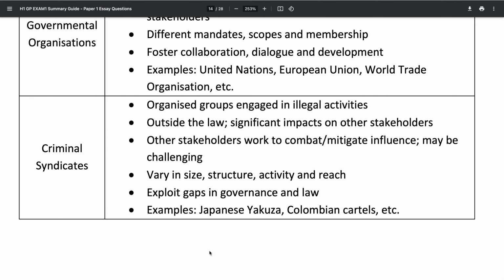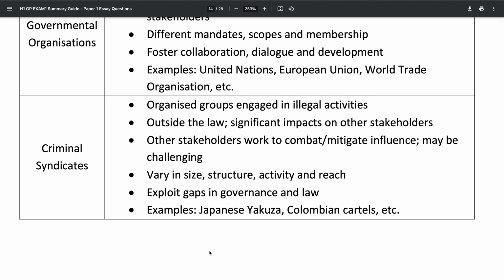Yes, criminal activity is a very big consideration for the world. If you're not thinking that, it means you're very naive. A lot of times criminal syndicates are running a lot of the major things in the world, especially the economy or even political domains in some countries. They are organized groups engaged in illegal activities outside the law but have significant impacts on stakeholders.